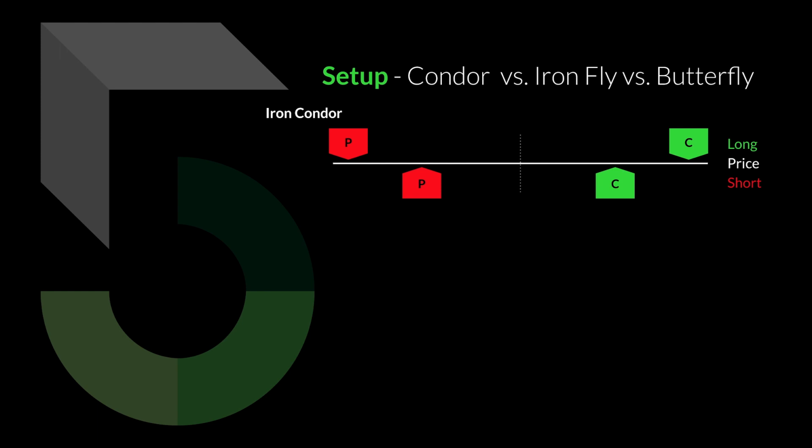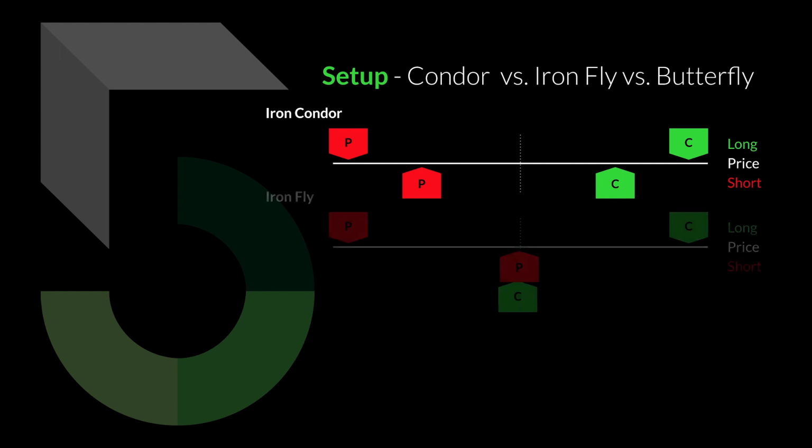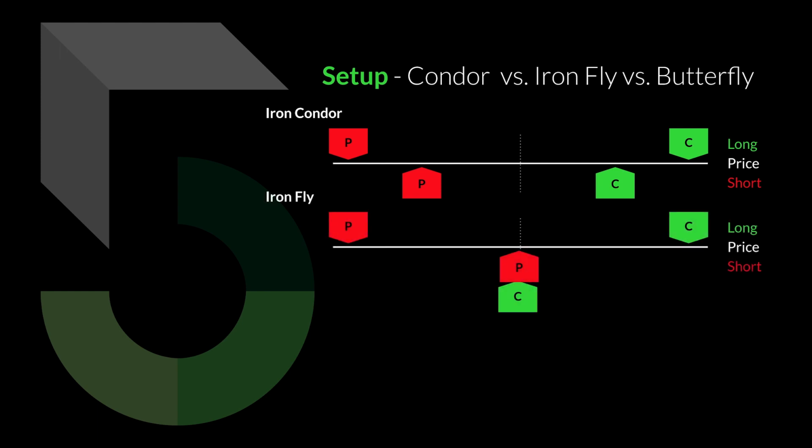So with an iron fly or iron butterfly, you're simply taking your short strikes and making them the same strike price. So let's say the strike price is, I don't know, $10. The short put would be a $10 strike price. The short call would also be a $10 strike price, and they're right at the money, at least in the setup that I'm doing. My long strikes are staying the same. I'm just moving those short strikes together to make this iron fly.